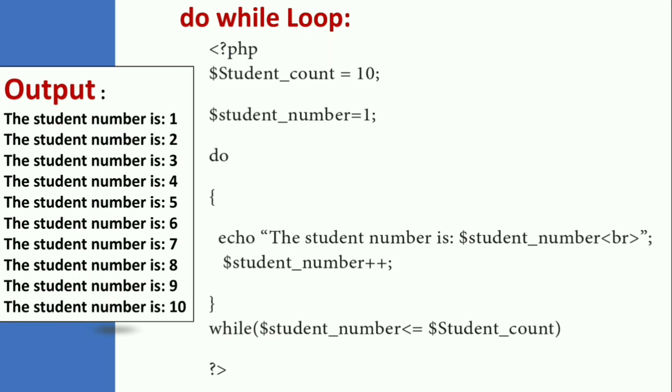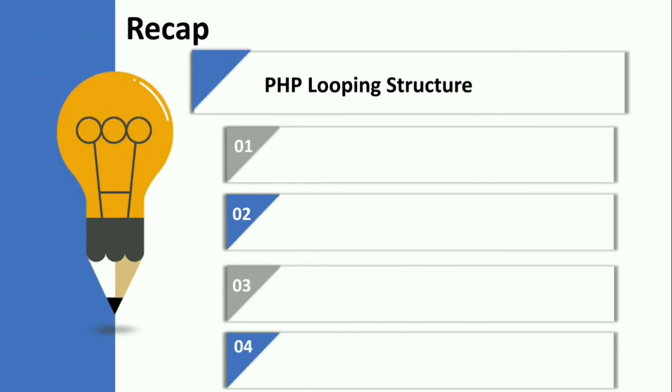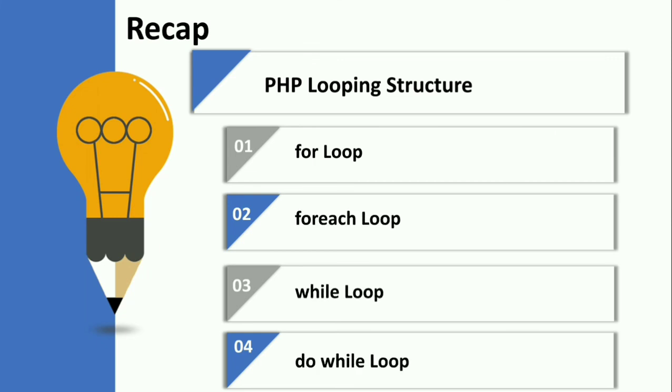So this is the do while loop. So we have completed the looping structure in PHP. That is, first one is the for loop and the foreach loop, while loop and do while loop. So these are the 4 different types of looping structure in PHP.